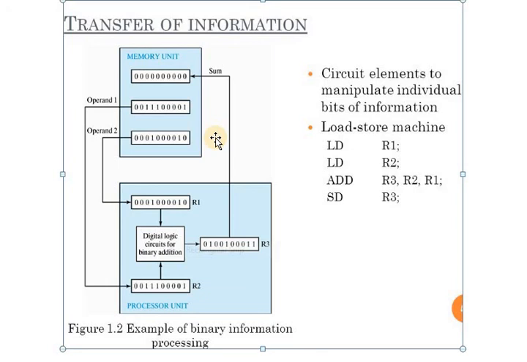I will explain once again. The part of the processing unit has 3 registers R1, R2 and R3 together with the digital logic that manipulates the bits. R1 and R2 perform addition and the result is stored in R3, and it can be transferred back to the memory register for storing until it is needed.